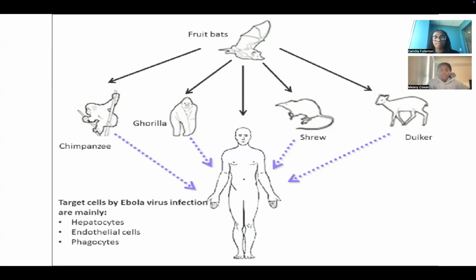Once the virus has affected humans, it primarily targets specific cells, including hepatocytes, which are the liver cells, the endothelial cells, which line the blood vessels, and the immune cells like macrophages and dendritic cells. And it will cause symptoms such as hemorrhagic fever, organ damage, and immune system dysregulation. Next slide.